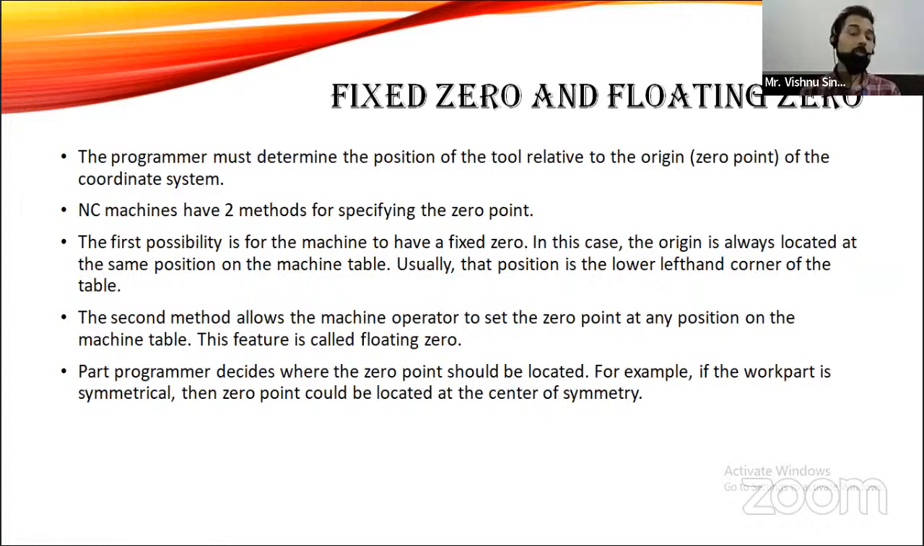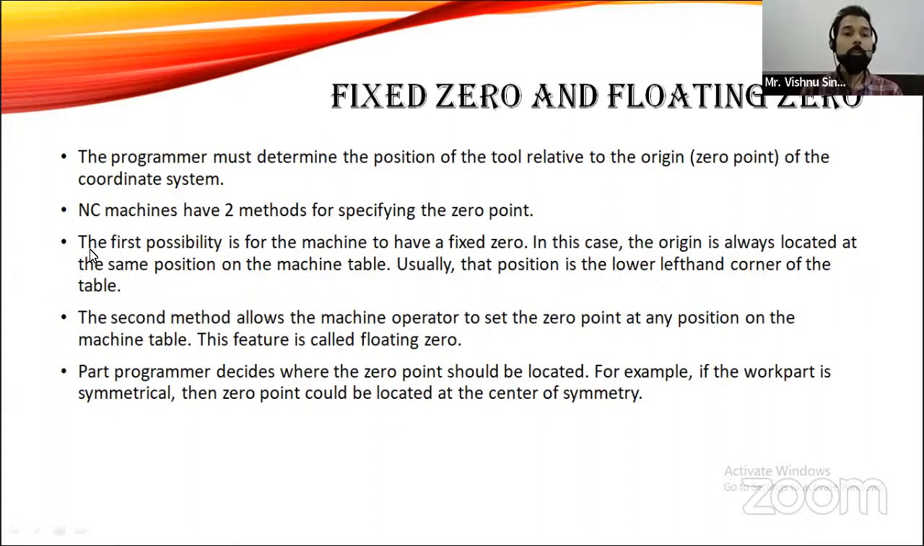In one case we are specifying the origin always at the lower left corner of the workpiece, whereas in the other case, we can define or specify the origin at any point on the workpiece. So basically these two terms are related to origin only.